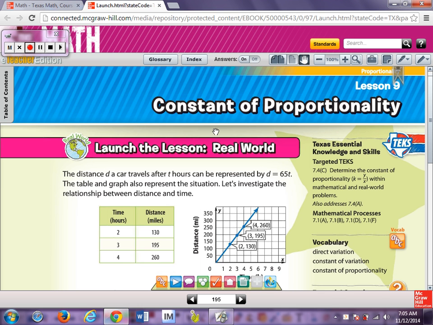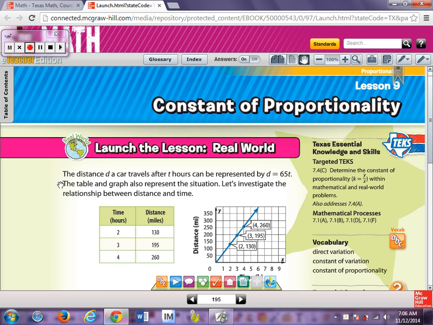So, moving on. We're going to begin on page 195, and we're talking about our last section in Chapter 2, Proportions, and more specifically, the constant of proportionality. Now, this is another name, once again, for the same kind of thing we've seen over and over again. Let's jump right into this real-world example.